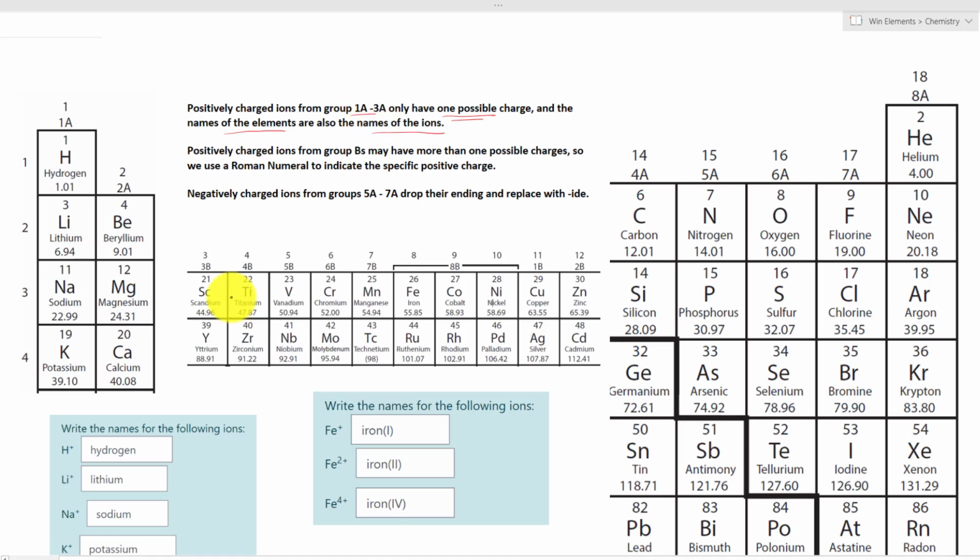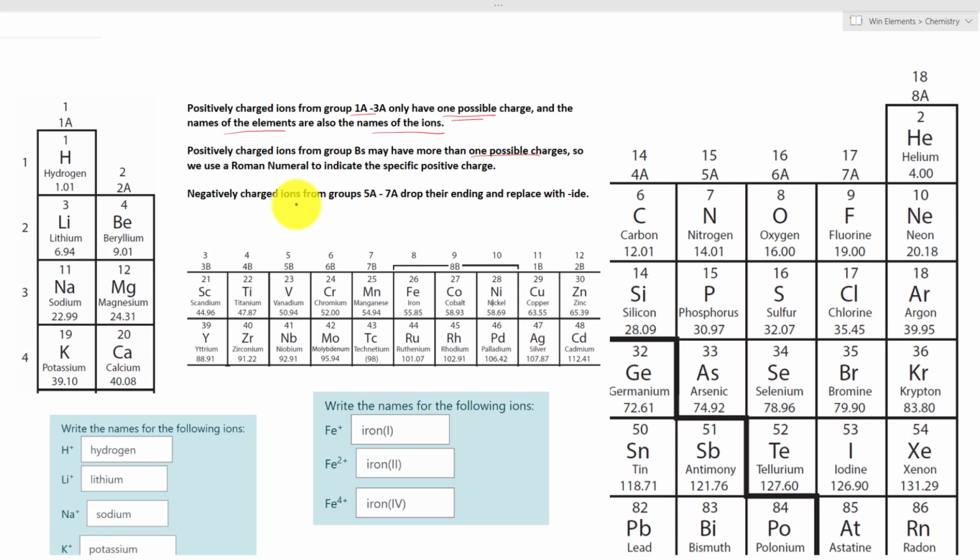Now going down to group B's, because of the d sublevel, remember the d sublevel, the positively charged ions from group B could have more than one possible charge. So in reality, how do we determine which one is the correct charge? It could be 2 plus, it could be 3 plus. So how do you know which one we are going to use?